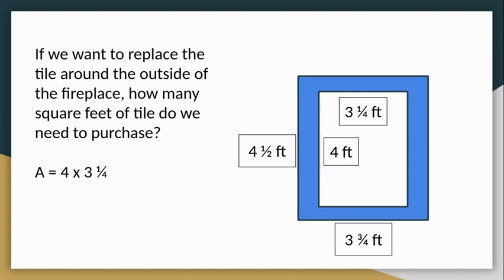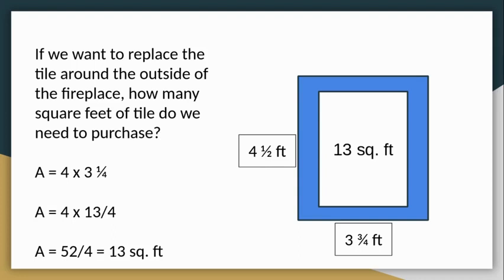Our next step is to find the area of the smaller white rectangle. It has a length of 3 1/4 feet and a width of 4 feet. Pause the video here while you find the area. We can convert 3 1/4 feet to the improper fraction of 13/4 feet. When we multiply this by 4, we find we have an area of 52/4 square feet. This is equal to 13 square feet.